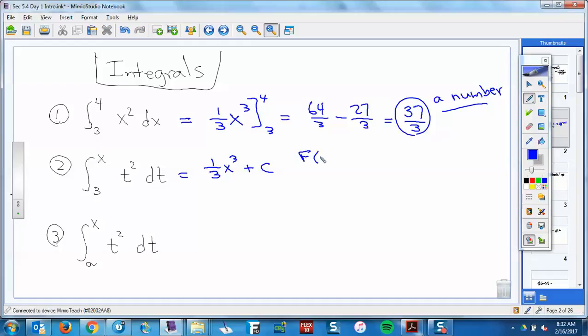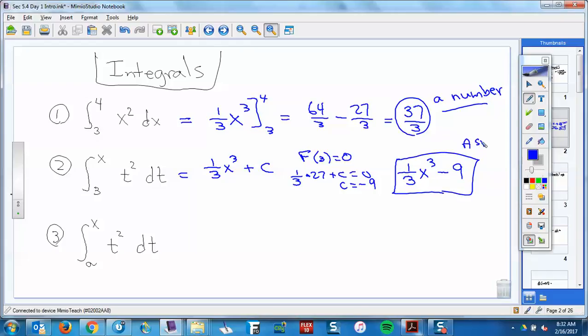You know that, call it big F or something. Doesn't matter. Big F of 3 is 0. So this would be 1/3 times 27 plus c equals 0, right? So that's 9. So c would be -9. Would you agree? So this is 1/3 x cubed minus 9, right? It's a specific antiderivative. Right? It's one of the many antiderivatives, right? But we have a free initial condition because of the 3, so we can get it.